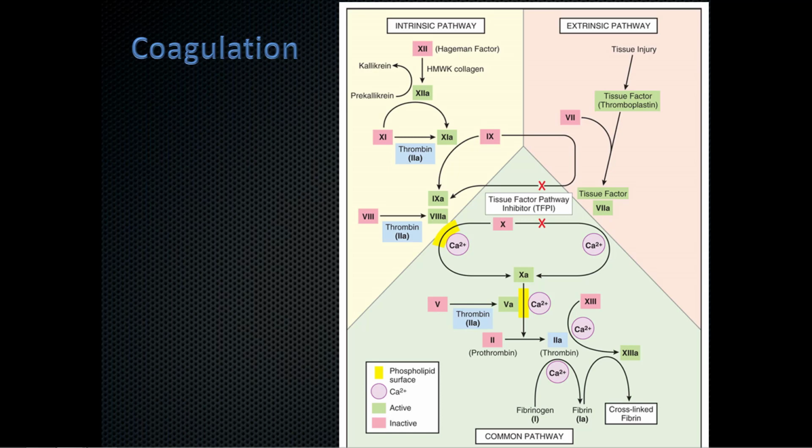Factor 10 is converted into its active form, enabling the conversion of prothrombin to thrombin, which then converts fibrinogen to fibrin. Strands of fibrin form around the clot, creating a net that traps platelets, red blood cells, and white blood cells. And that clot is further secured to the site as platelet actomyosin causes it to contract and consolidate. So that's an overarching picture of the coagulation cascade.